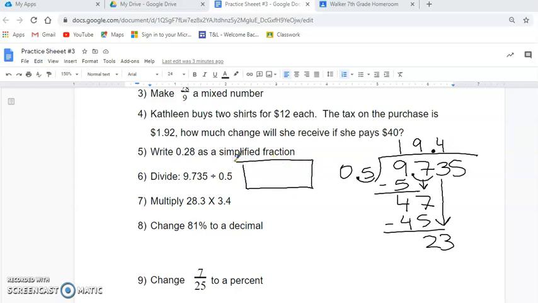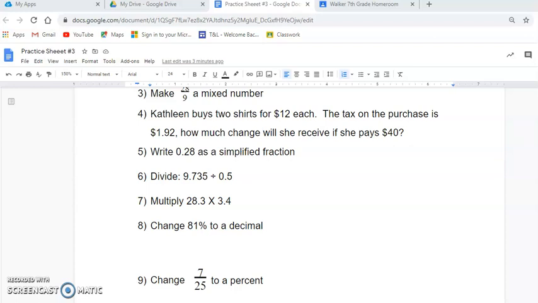Okay? So, I did want to talk about number 7 because a lot of us were not multiplying correctly. We forgot something. So 28 and 3/10 times 3 and 4/10. Now, it happens that these numbers line up, but when you're multiplying, the decimals do not need to line up, okay? It's basically justified right, okay?